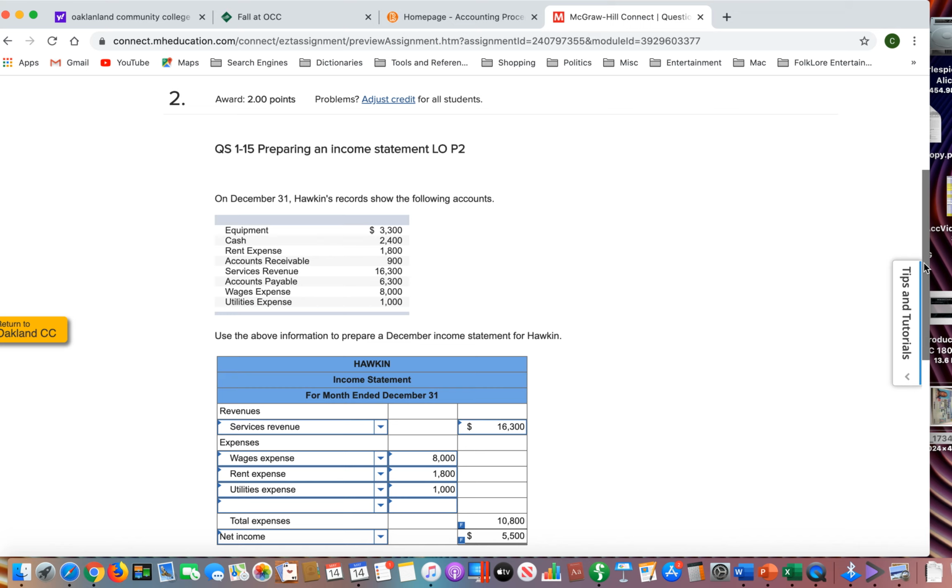Now again, you can have a net loss. Most businesses will incur a loss from time to time, or at least sometime in their history. So on an exam, it may not always be net income. It could be net loss. If the expenses were greater than 16,300, there would be a net loss. Okay, so that's that problem.